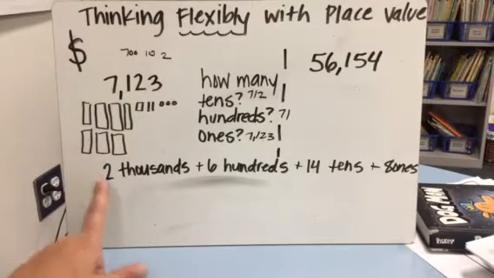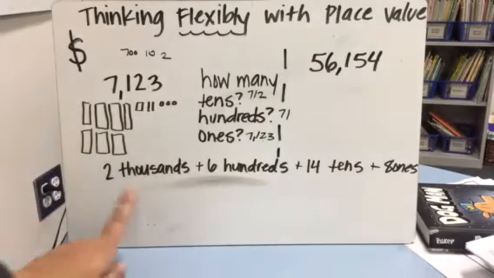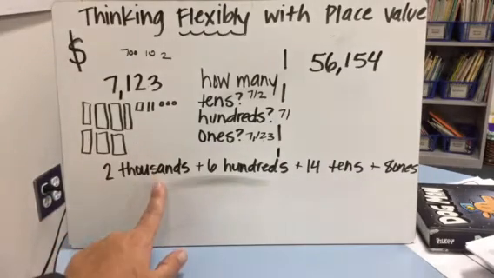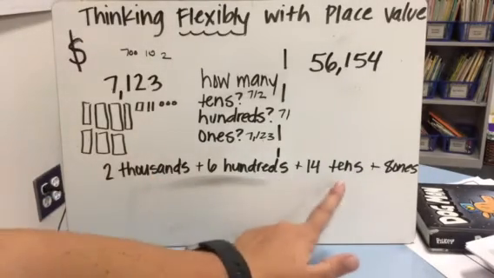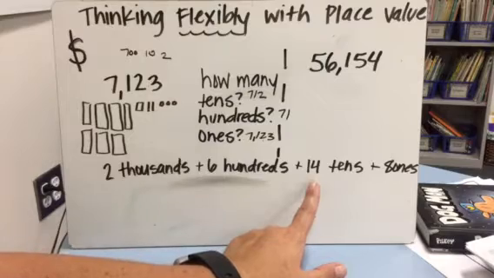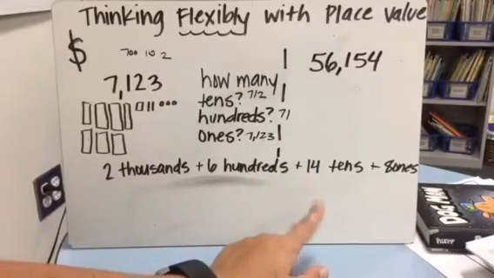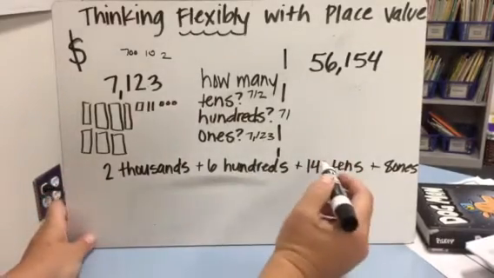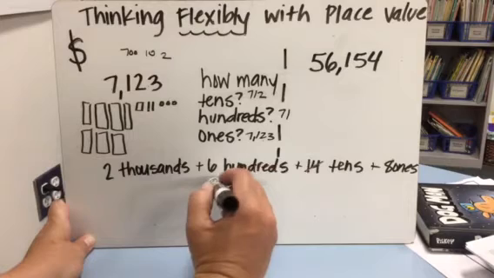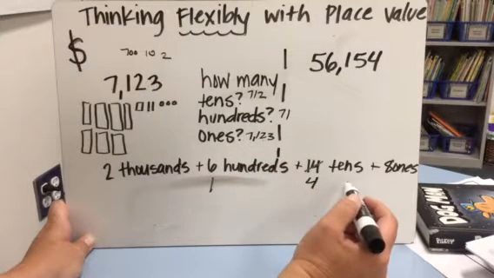Something else you might see is something like this, and then you have to think of what the value is here. So I have 2 thousands, 6 hundreds, 14 tens, and 8 ones. Now, some 4th graders might right away say, whoa, 14 tens. Well, normally when we get 10 tens, we regroup them to make 100. So some 4th graders might say, oh man, I'm going to change this.